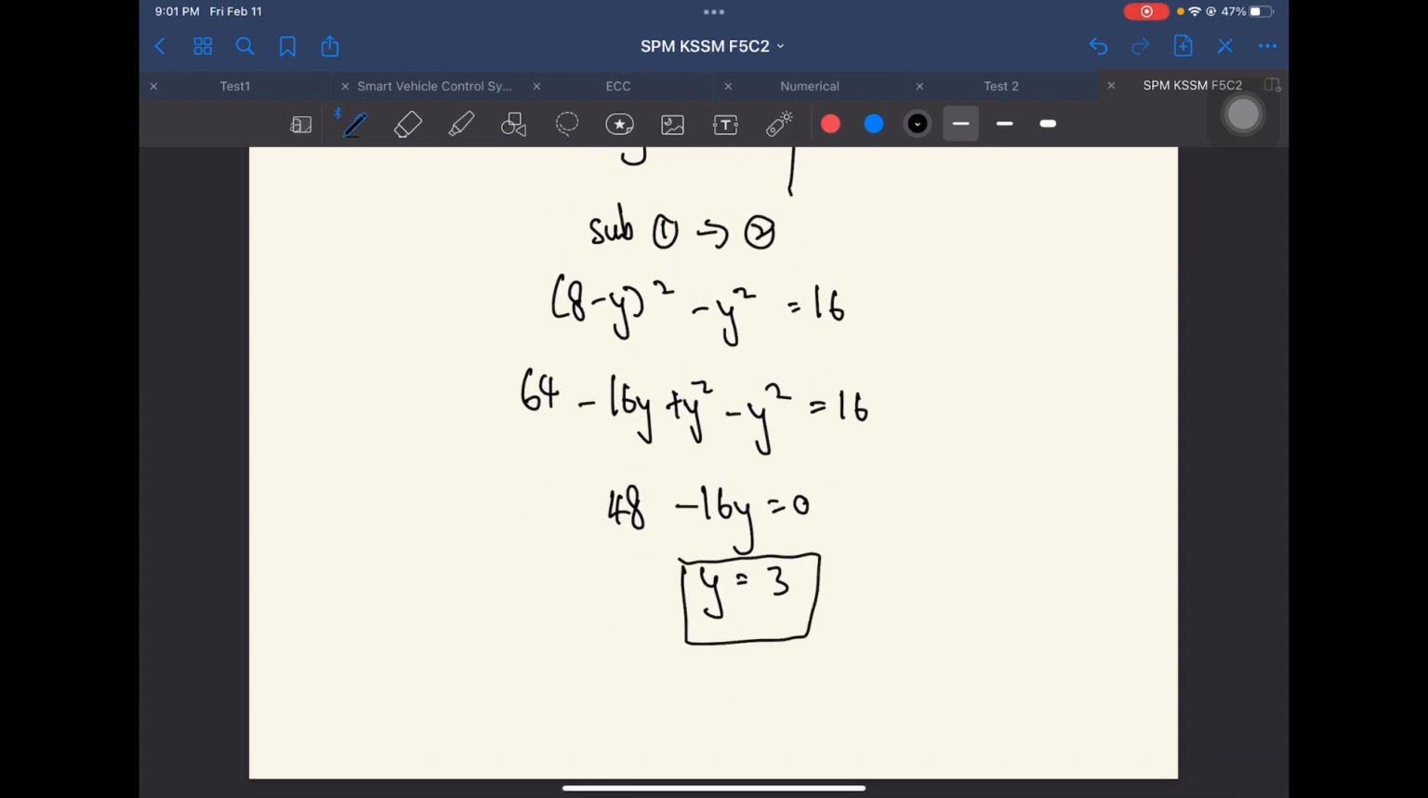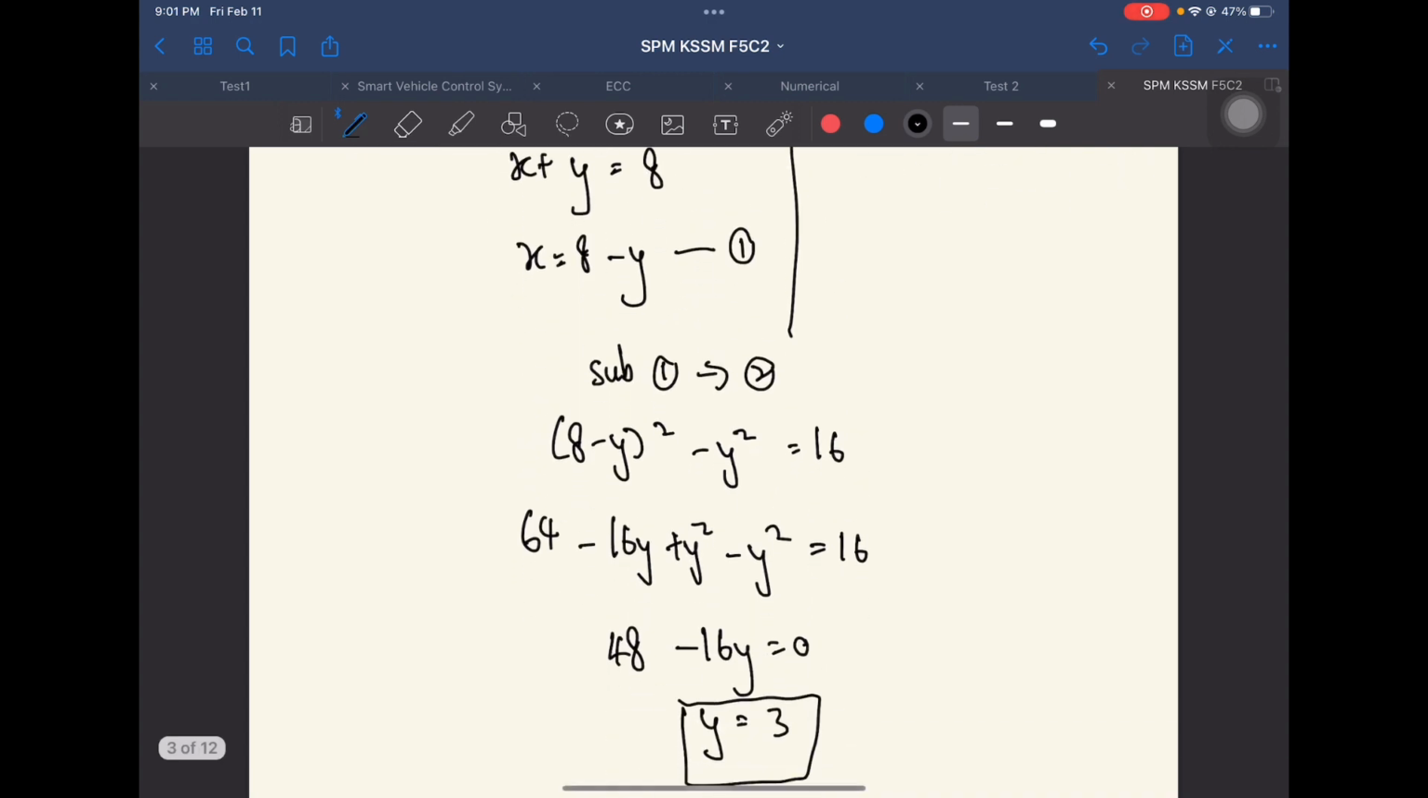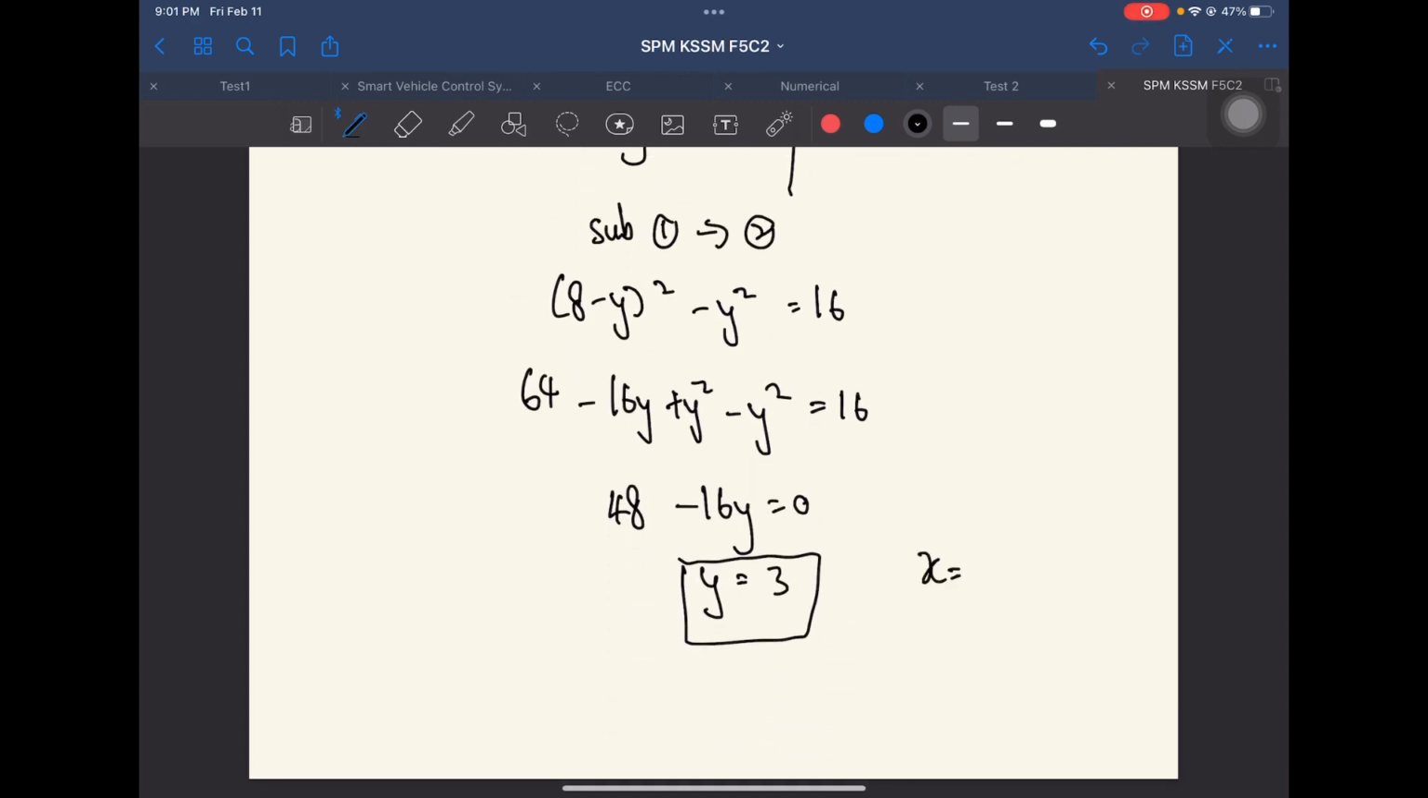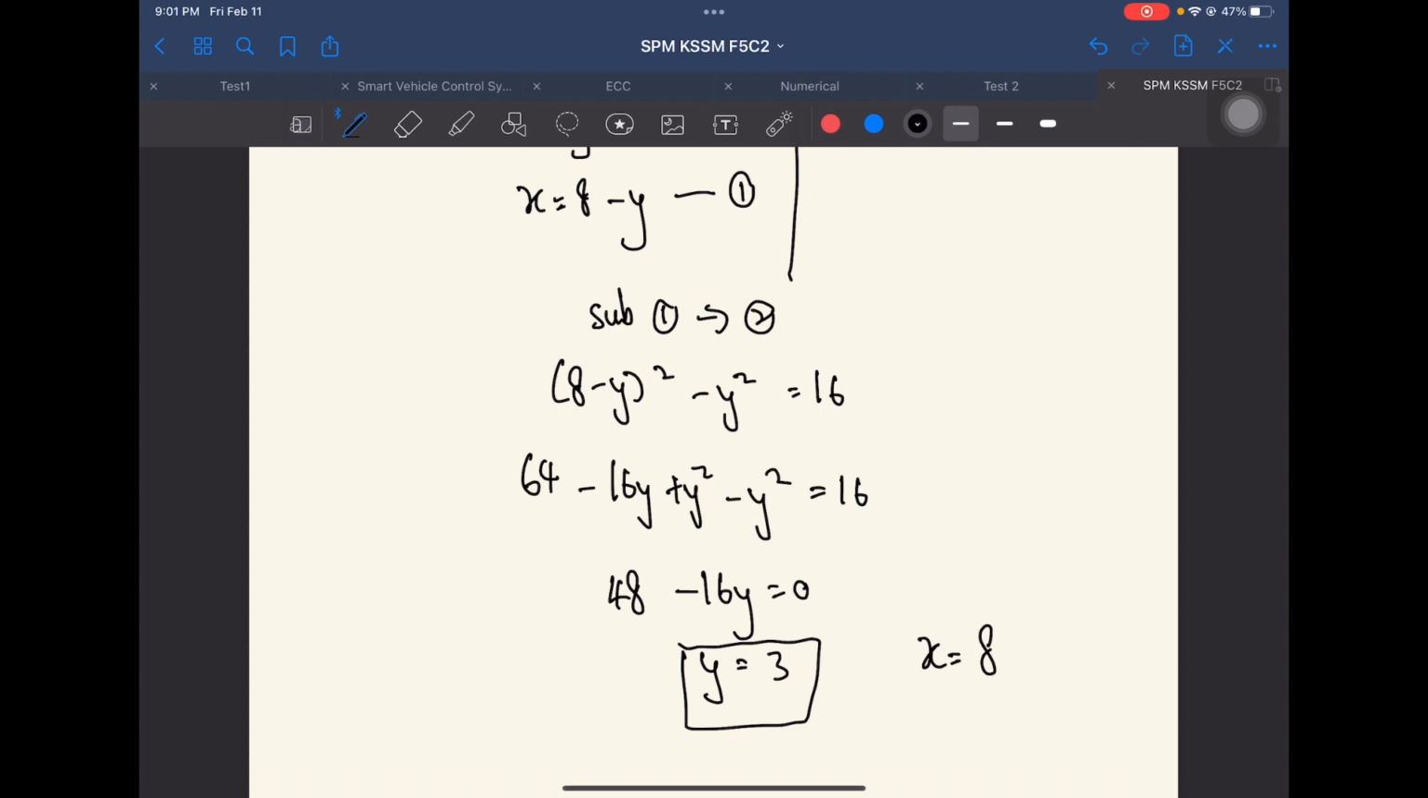So if you got y equals to 3, sub it back to the first equation. x equals to 8 minus 3. x equals to 5. So this is the first question. Easy, right?